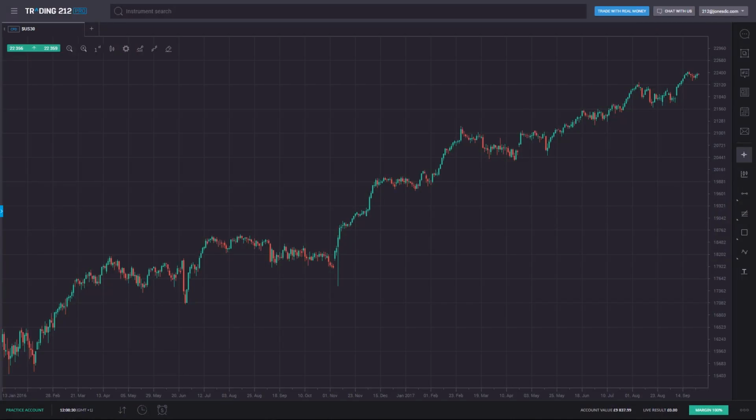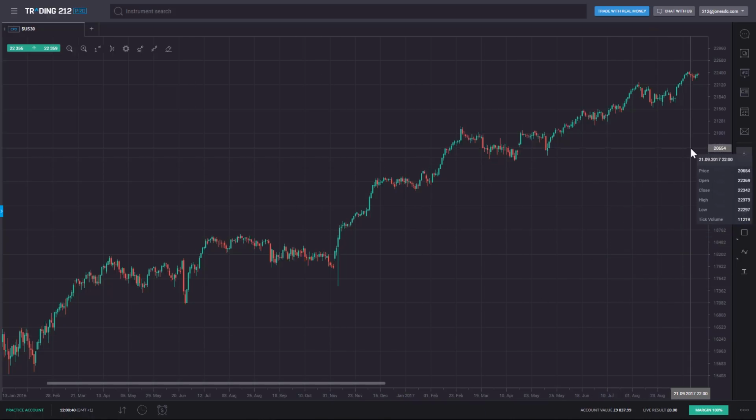So here, it's an obvious one. It's the Dow Jones going back to January 2016. I think it's fairly clear what the trend has been since then. And this has continued into September 2017. We've seen a market that since the financial crisis has just continued to rise.